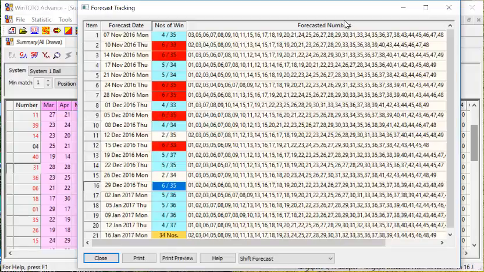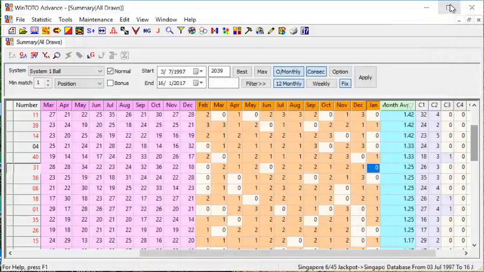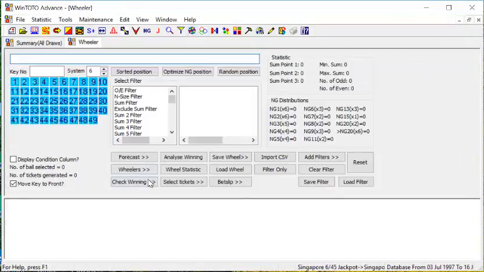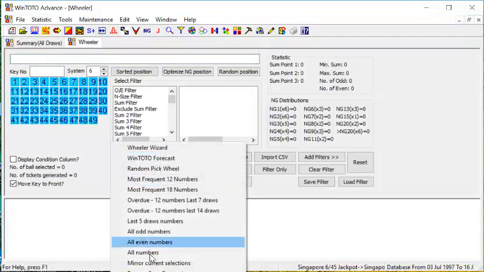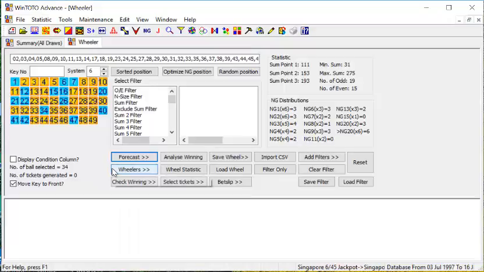All I want all of you to do is that every draw, so long as you have got WinToto Advanced, very simple, click on this wheeler here. Look for this thing called forecast. Look for this thing called the shift scan, and in total there are 34 numbers here. Do take note that shift scan has yet to produce 6 winning numbers.